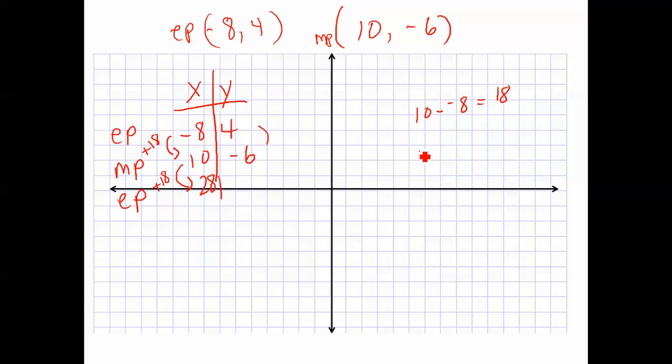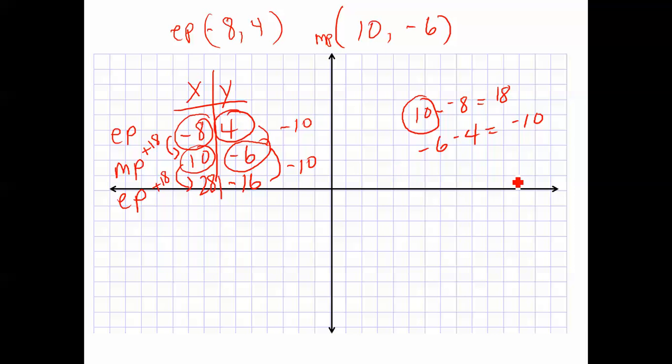Now here you've got negative 6 minus 4, so that's negative 10. So what I actually did here was subtract 10. So I need to subtract 10 again, so I get negative 16. So if you see what I did, I took my midpoint, the 10, and I subtract my endpoint. I take my midpoint, subtract my endpoint, and that tells me what I do. If it's positive, I'm adding. If it's negative, I'm subtracting. So my other endpoint is now 28, negative 16.